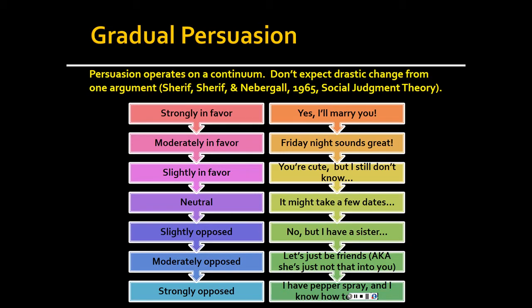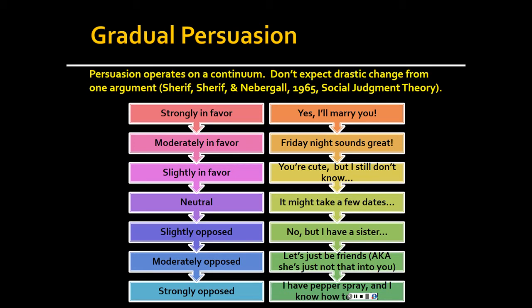What social judgment theory says is that everybody, when there's a persuasive question on the table, has a whole range of options from I strongly am in favor of the proposal that you're suggesting to I'm strongly opposed to it. So on the left here, I have the range of options. On the right here, I have, hypothetically, if I were going to ask a girl on a date, a range of options from, yes, I'll marry you, I've been in love with you since we were 12, to, I have pepper spray and I know how to use it, right?